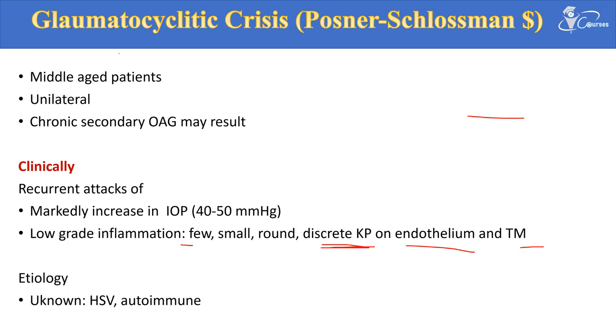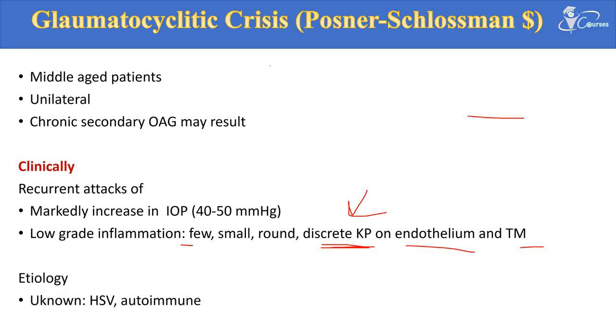So it is not angle closure, because if it's an angle closure, the eye will be severely injected, not a white eye, and the patient will be in severe pain. And in angle closure, there will be no discrete KPs or no uveitis.